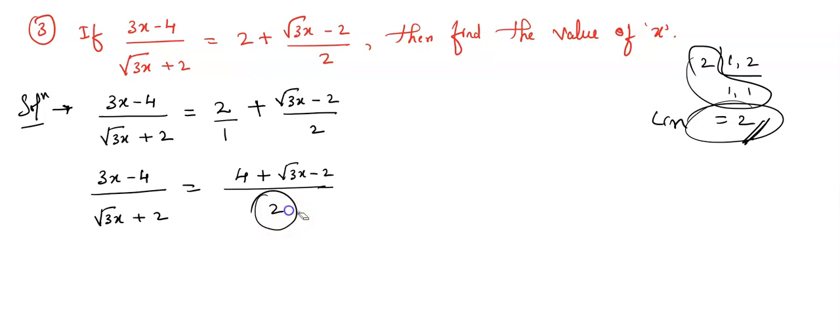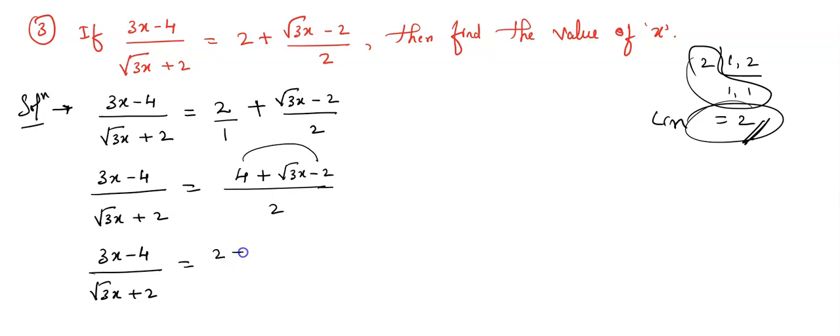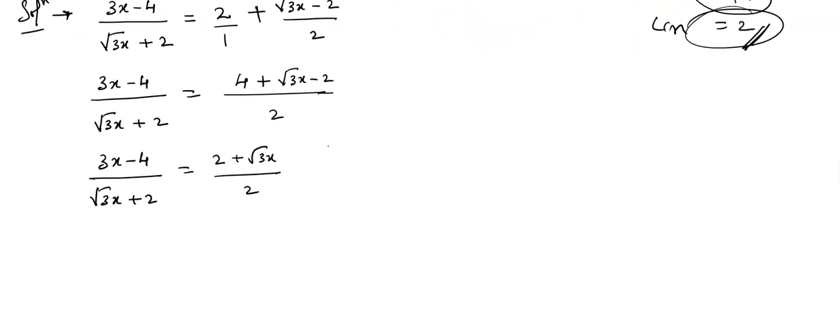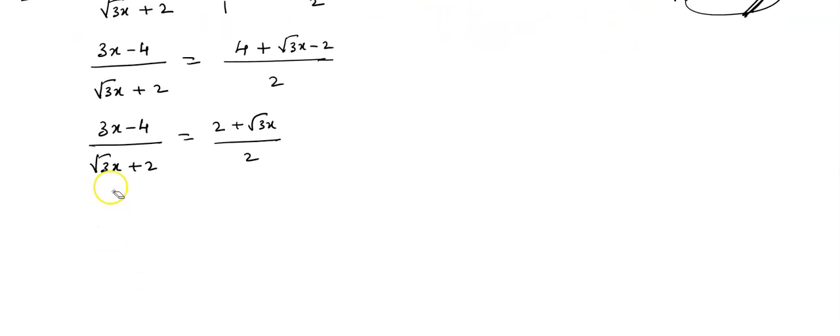Now we have simplified the RHS part. That is 3x minus 4 by root of 3x plus 2 is equal to 4 minus 2. 4 minus 2 is 2 plus root of 3x, divided by 2. Any doubts still here? No? Good. Now this is 3. Okay. This is 3. Now what should we do?